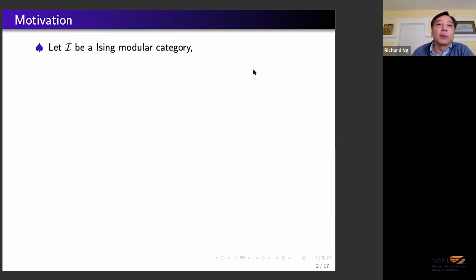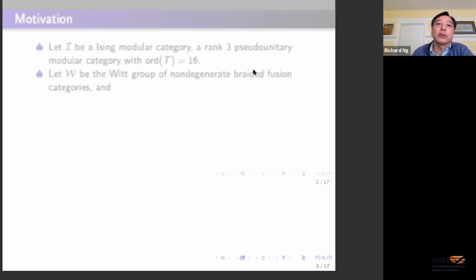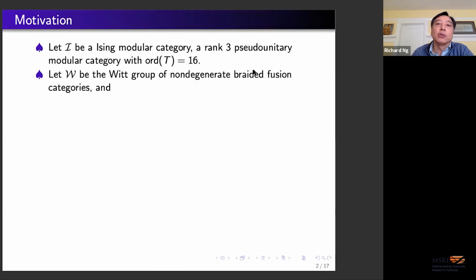Let me start with the motivation here. Basically, it's two questions. The whole paper is question motivated. I begin with the Ising modular tensor category, which is a rank three pseudo-unitary category with order 16. I put it in such a way that there would be 16 unimodular modular tensor categories of Ising type. I just talked about 8 of them.